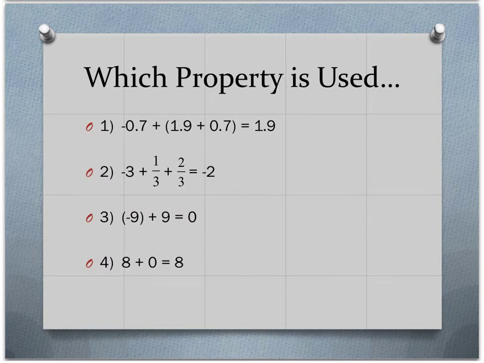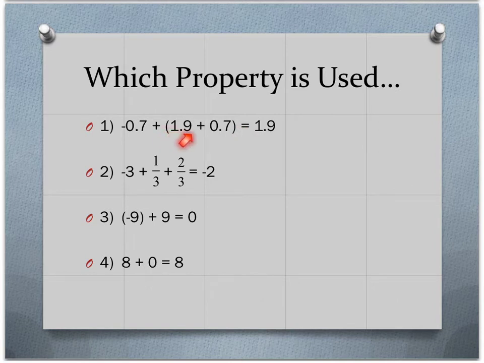So now that I know a bunch of properties using addition, I can use those properties to make computation go very quickly in my head. So in these four problems that we have, we're going to apply the properties to check the answers that they give us. So in problem number 1, we're going to add negative 7/10 plus this quantity of 1 9/10 plus 7/10. And they are saying that the answer right now would be 1 9/10.